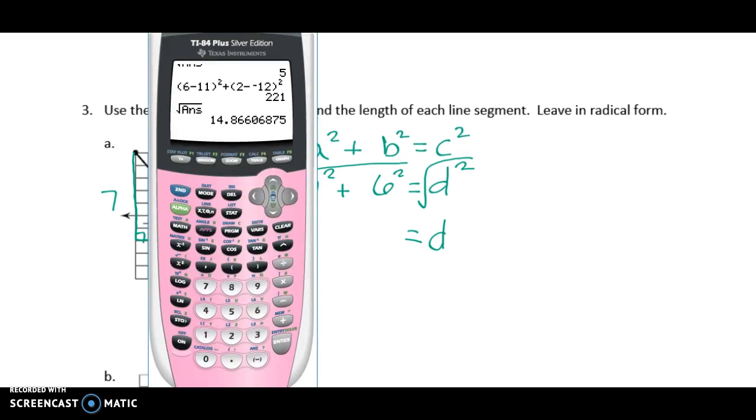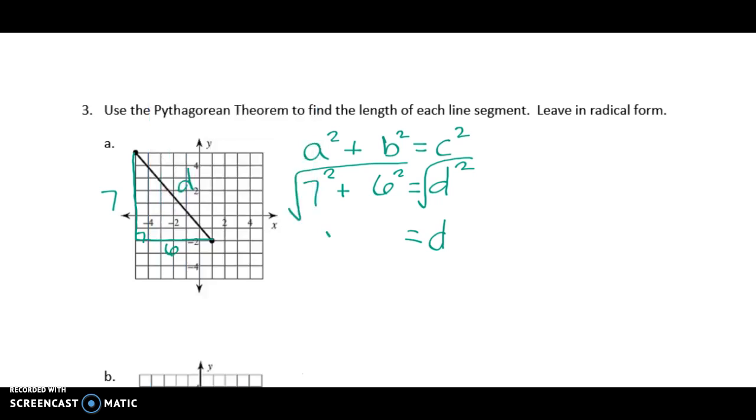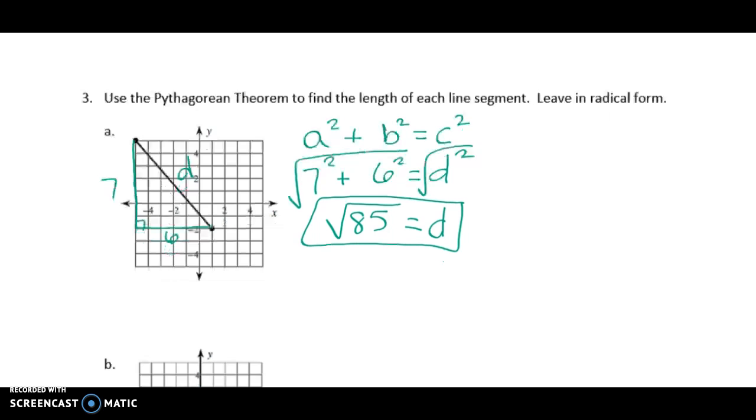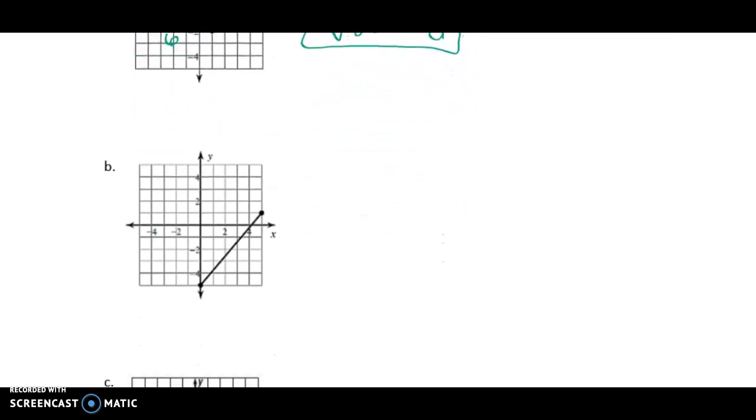And it says leave it in radical form. This didn't work out nicely, so it's going to actually help me to have this all by itself. Okay, so then leaving it the square root, d is going to be the square root of 85. Like in theory, if you were going to be graphing or something, that wouldn't really help you, but we're not, so it doesn't matter keeping it as a square root.